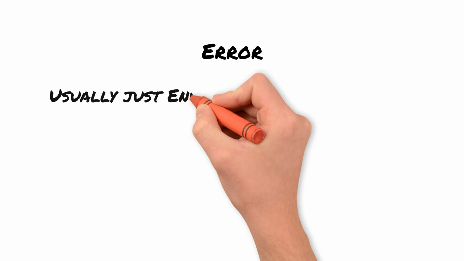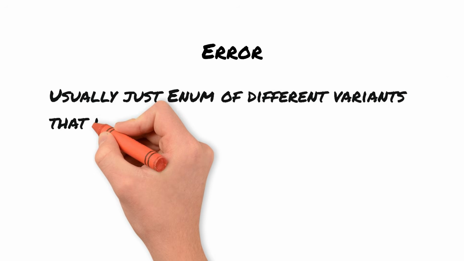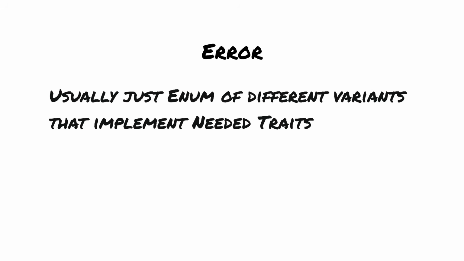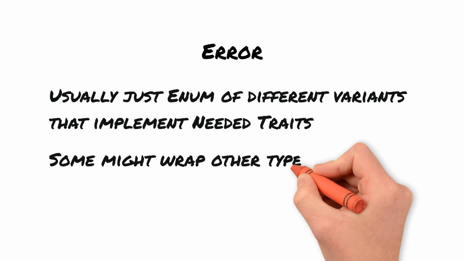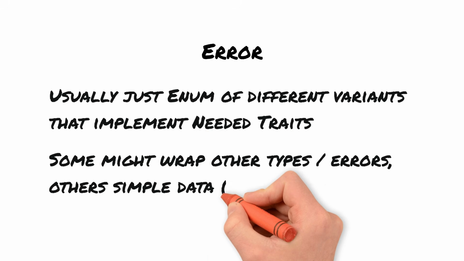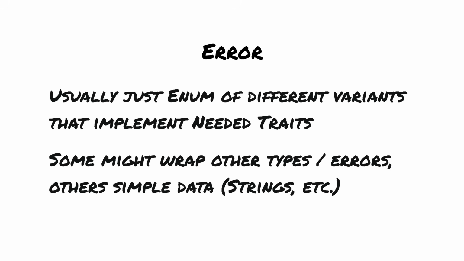Speaking of errors, they're usually just enums with different variants that implement the needed error traits. Each variant can carry different data. Some might wrap other error types, others might just carry simple data like strings. And the thiserror crate makes building custom errors easier.